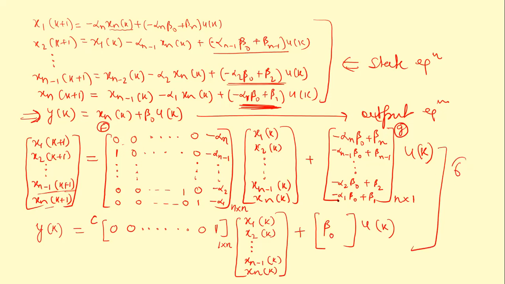So equation 6 gives us the state space model of the transfer function given by equation 1. Okay, so this is the required state space model. Fine. So I hope this is clear.